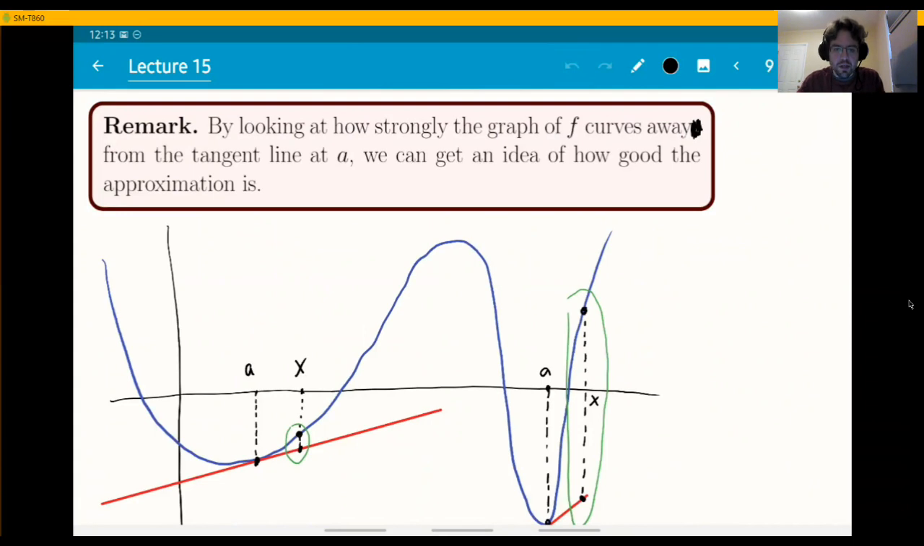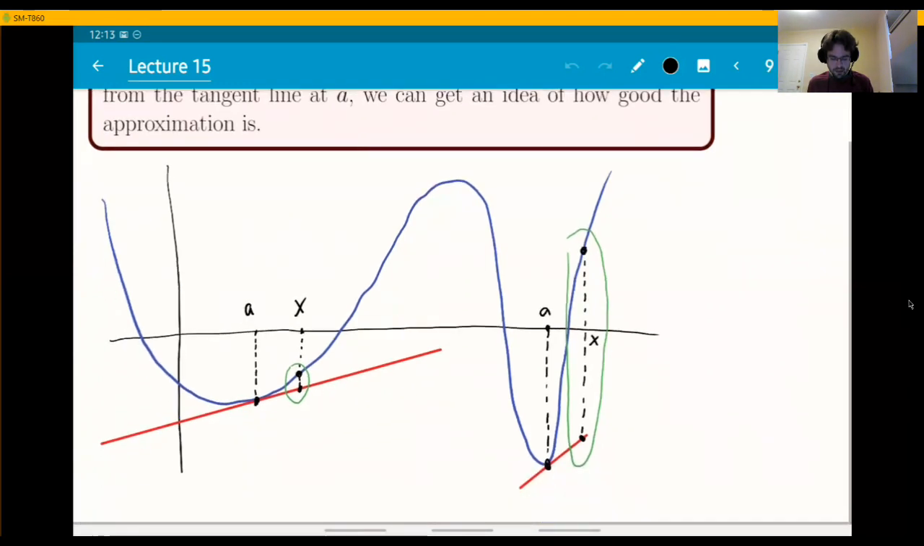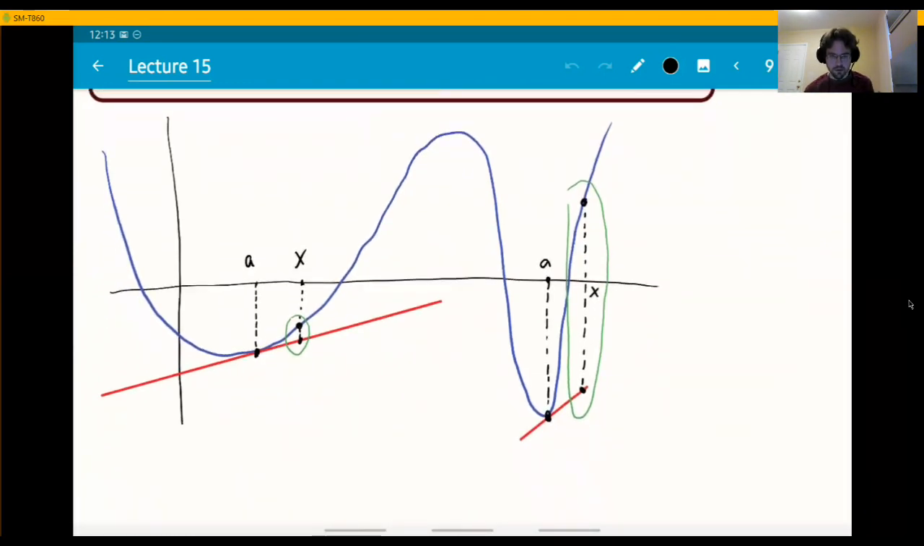The next idea that we can get from graphs, this idea right here, is saying that by looking at how strongly the graph of a function curves away from the tangent line, you can also get an idea of how good the approximation is. So once again, I have a quick graphical example where it's the same function, blue line, but I'm talking about two different points A. You see that around the first point, in both cases, actually, the graph is concave up. And in both cases, I'm taking an x that is about the same distance from the A. Look at this distance between x and A, about the same.